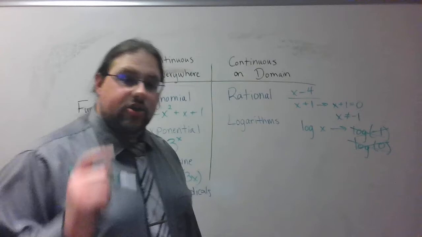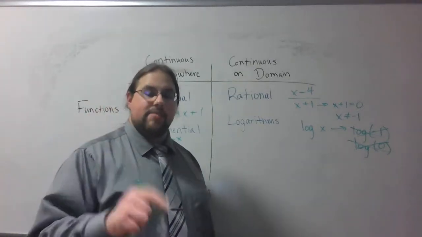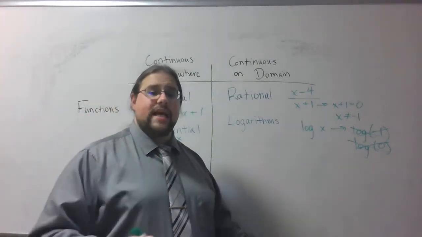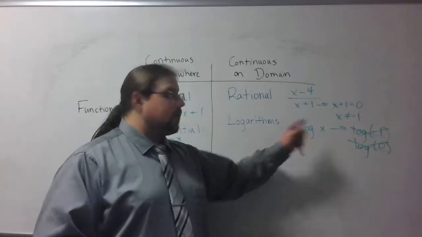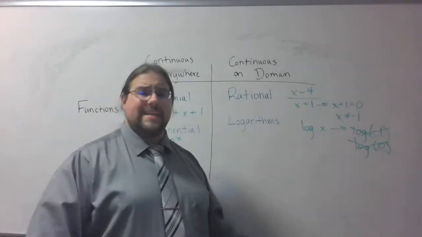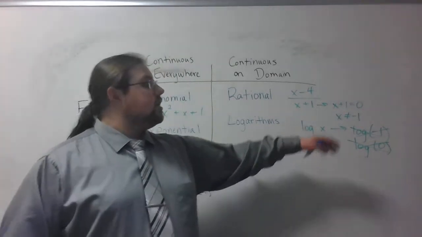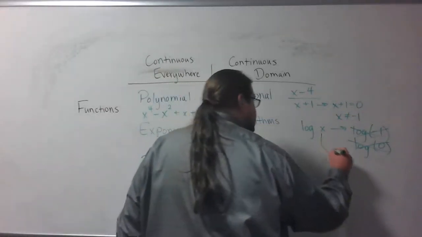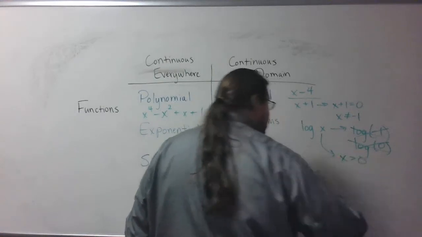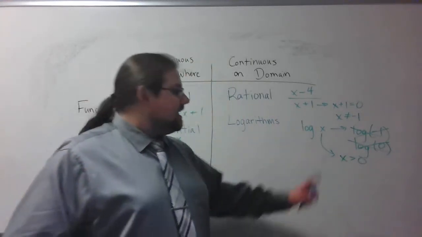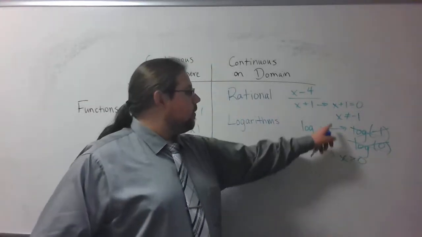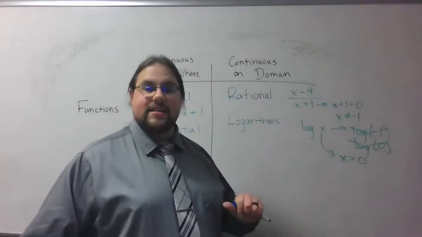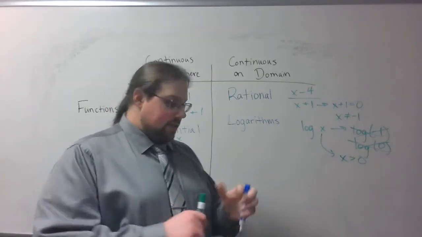Now, the things that you can do are positive numbers. So, even 0.5, you can take the log of 0.5. And it doesn't matter what the base is, whether it's base 10, base e, base 57, doesn't matter. You can't plug in negative numbers, you can't plug in 0. So, here's the trick. Say x is greater than 0. Anytime x, or whatever you're taking the logarithm of, is greater than 0, that's going to be where it's continuous.